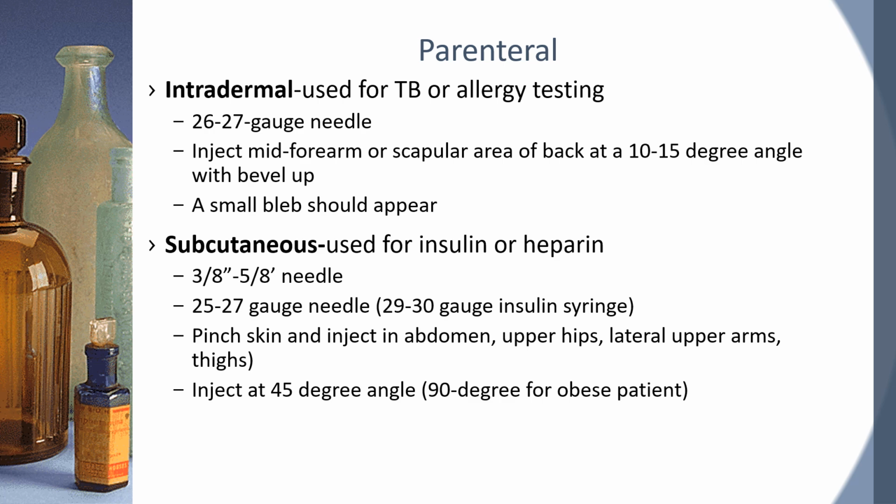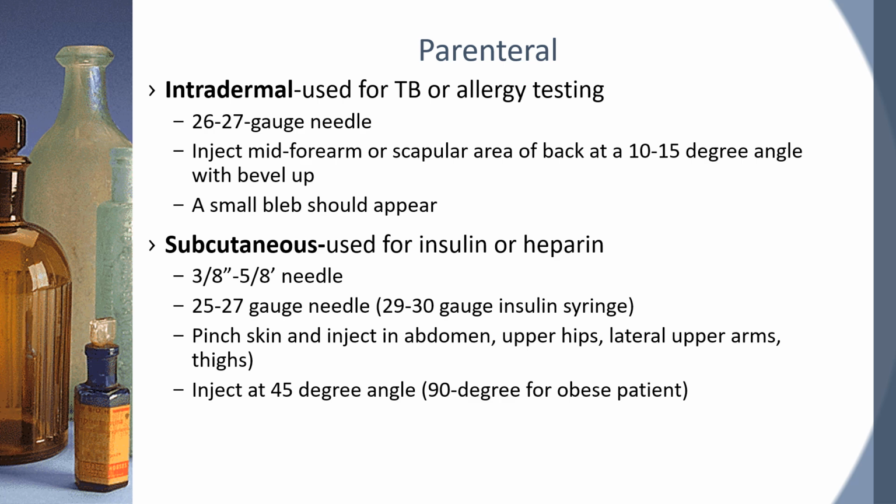First word here, intradermal, used for TB or allergy testing. It's a 26 to 27 gauge needle. You inject it about mid forearm, and you also put it on the scapula, on the back area. It's usually at a 10 to 15 degree angle with the bevel up. You will see a small little bleb pop up when you do this. We'll practice these in the lab.